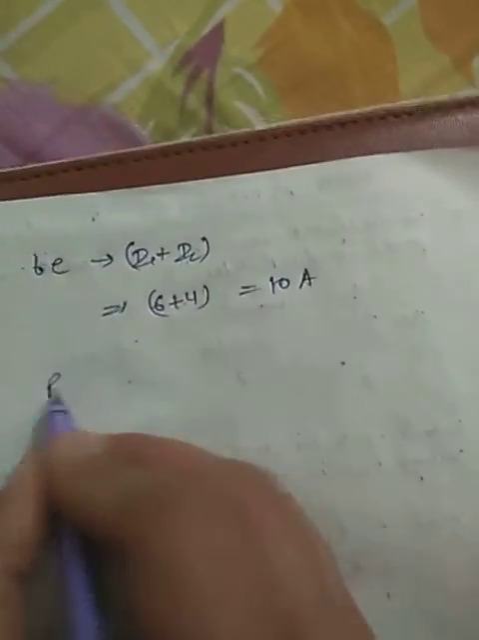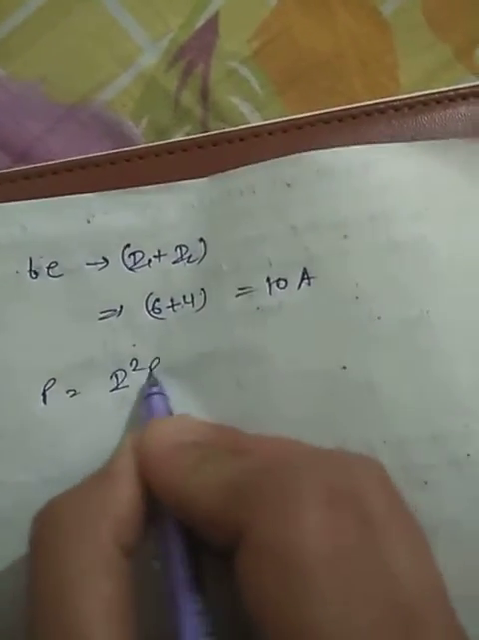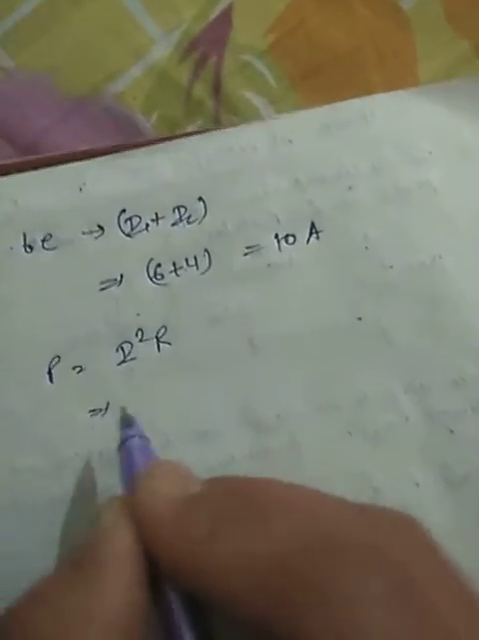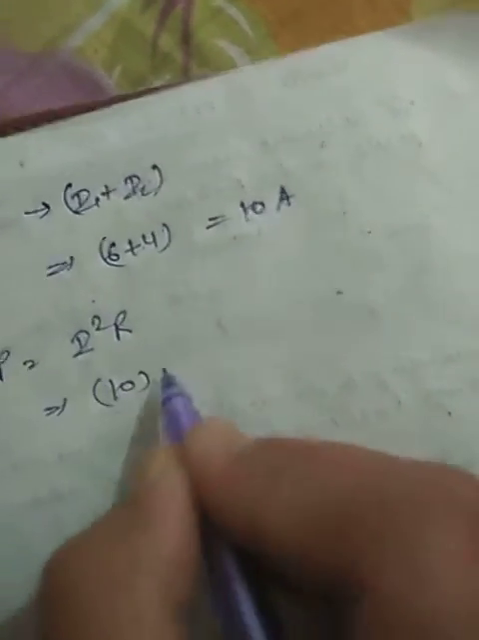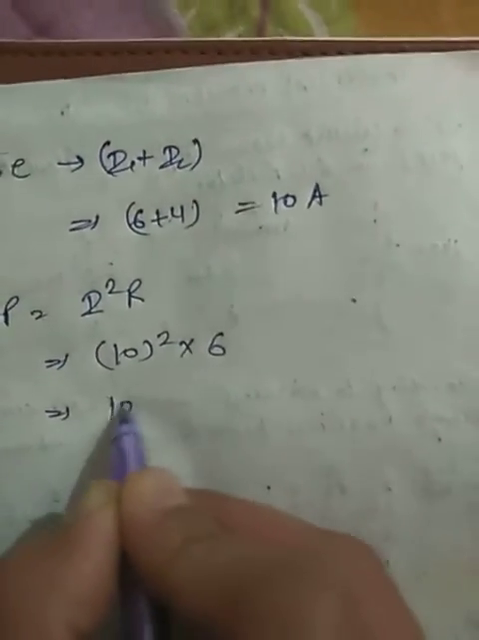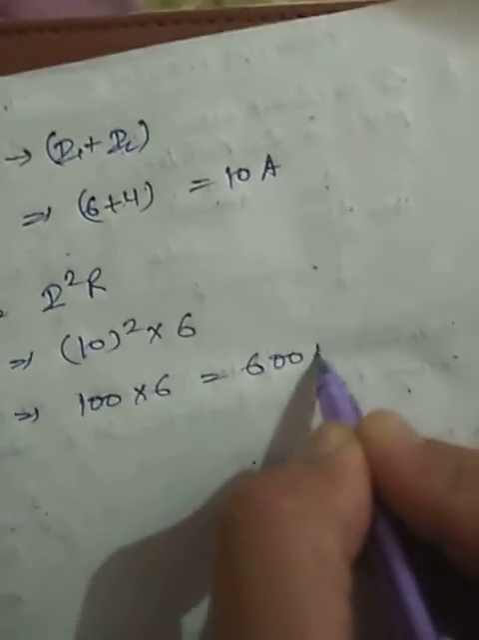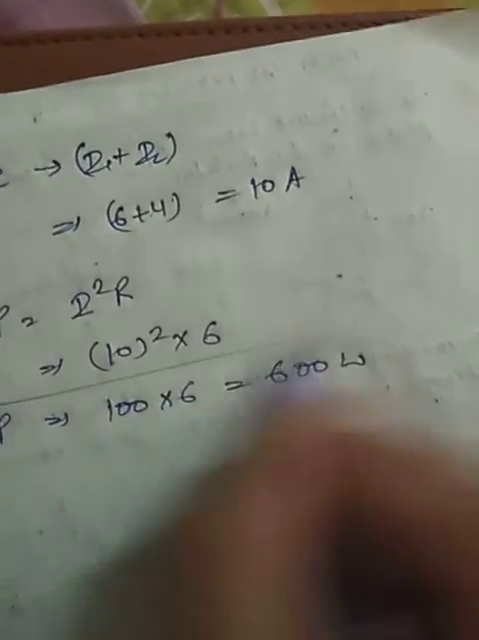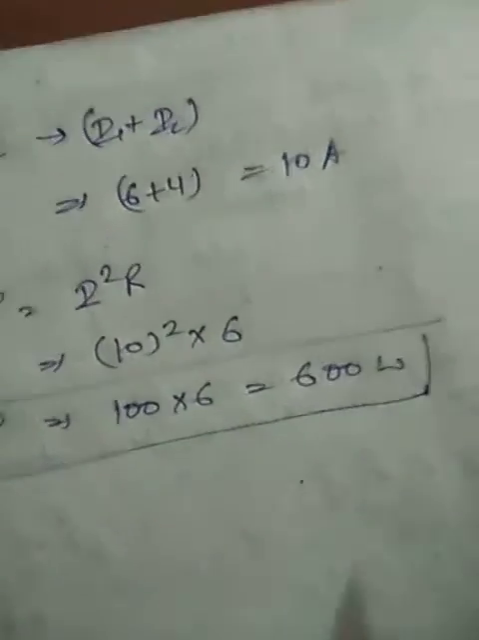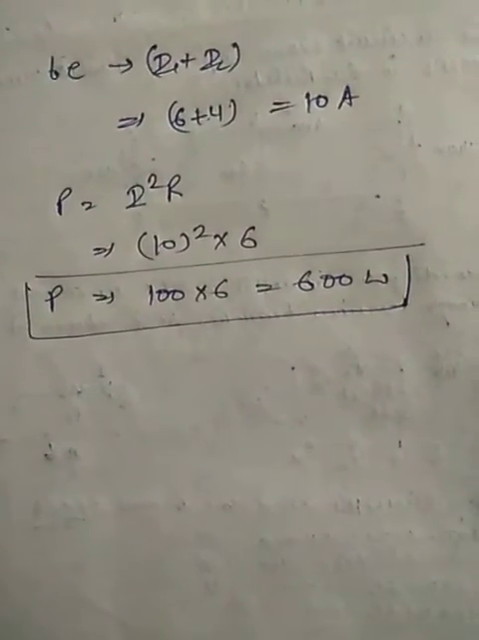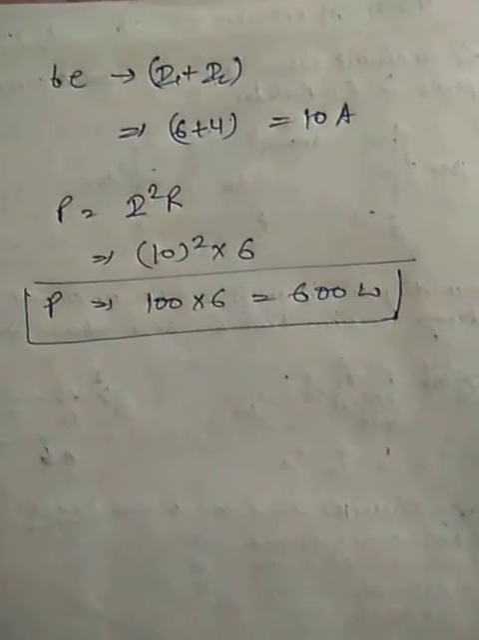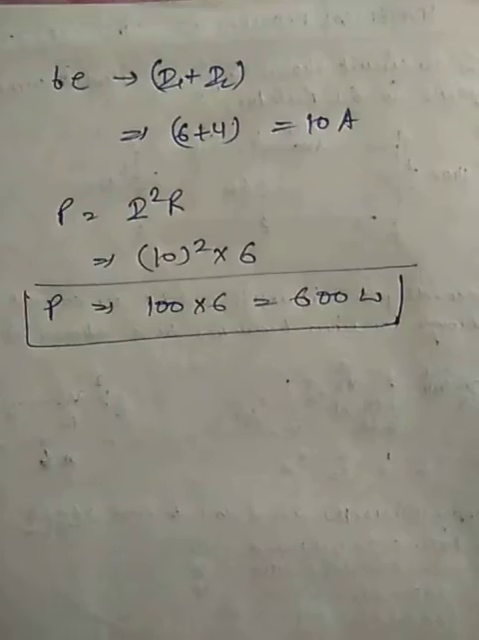Now power is equal to I square R. So here the total I is 10. So 10 square into my value of resistance, which is 6. So we will get 100 into 6, so 600 watts. So this is the value of power. So here the power is 600 watt and the current flowing across 6 ohm resistance is 10 ampere.